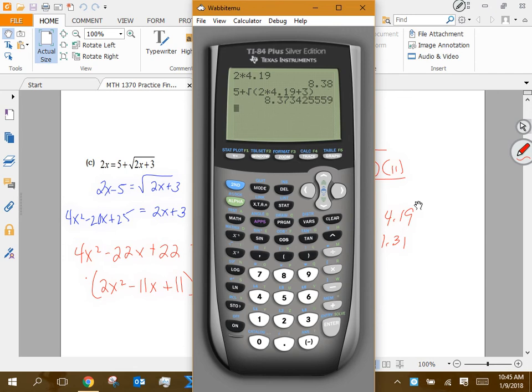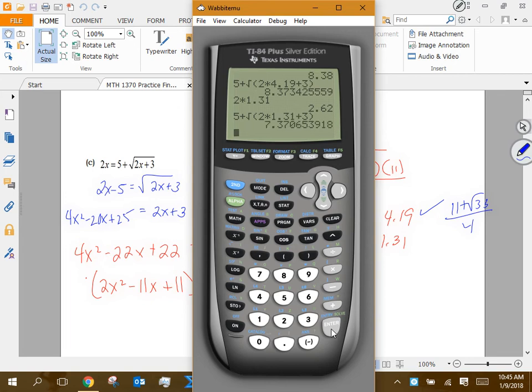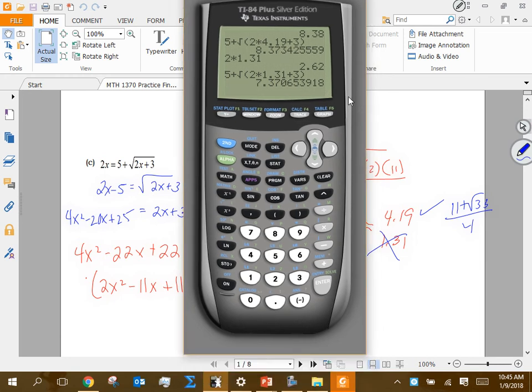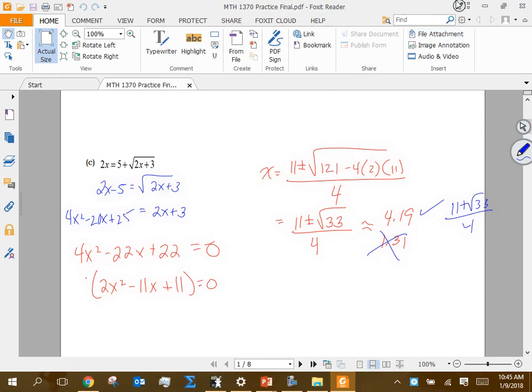So I'm going to make the argument that 4.19 is a correct answer, and that ends up being 11 plus root 33 over 4 as an exact value. If I try the other one, 1.31, basically I'm just going to recall that, and instead of typing 4.19, I'll type 1.31, get that number there, and then do the same thing here. 4.19 needs to go to 1.31, and I get that number. And obviously those are different, so there's my extraneous solution. 4.19 is the only answer.